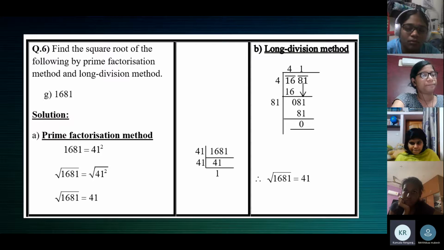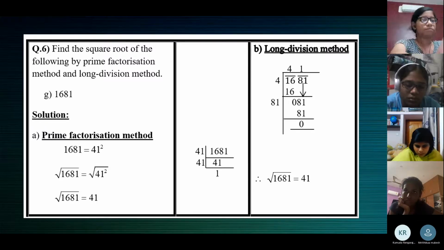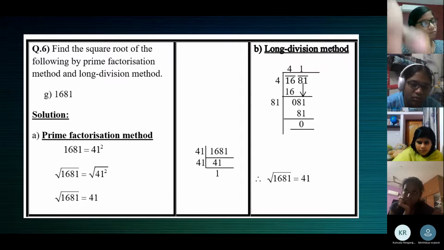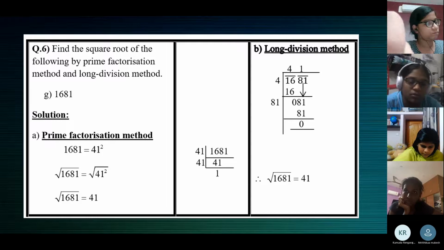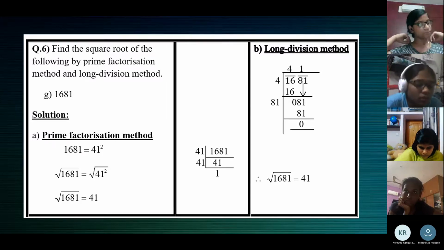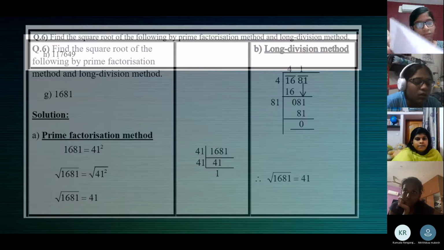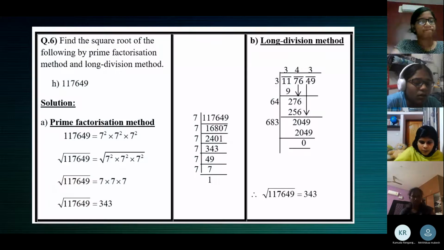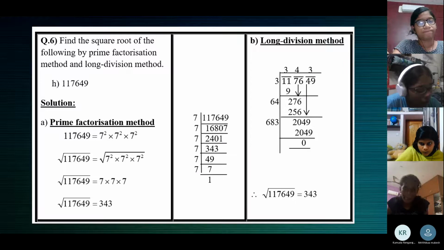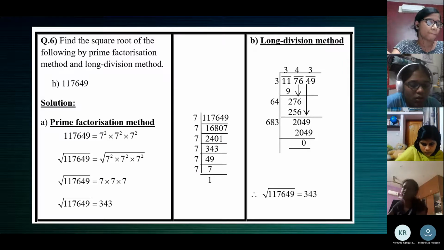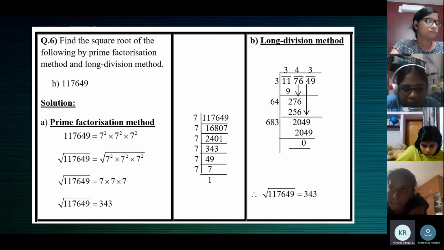Swati, you said you did only by the long division method. Are your answers correct, Swati? Your steps? Yes, ma'am. Everything is correct, ma'am. Very good. So this number, no other primes other than 7.